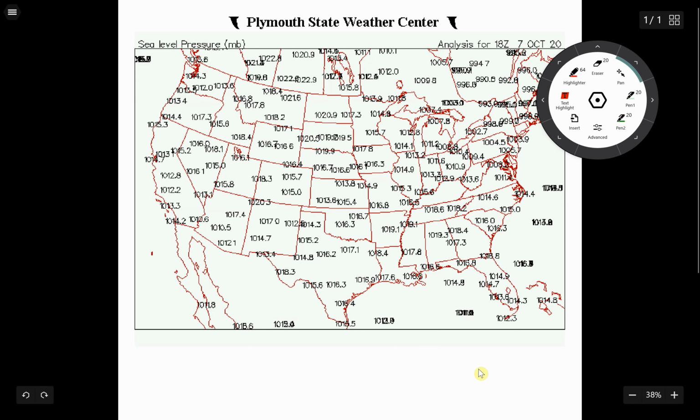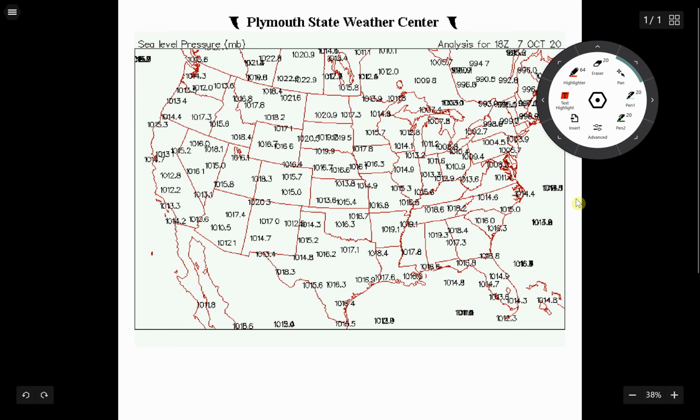So when we plot isobars, what we are doing here is plotting lines of constant pressure. What we want to do is find where the lowest pressure is and the highest pressure is, and how it's changing in between.